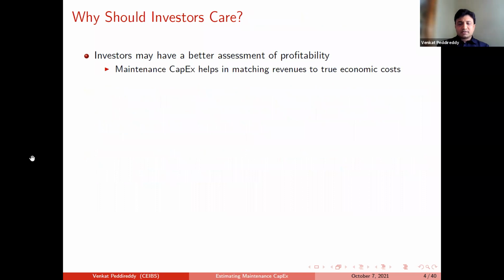Now, why should investors care about the maintenance capex estimate? One is that it might provide a better assessment of profitability if the investors are using the current earnings to get an estimate of the future earnings. A maintenance capex would definitely help in better projecting the profitability of the firm.